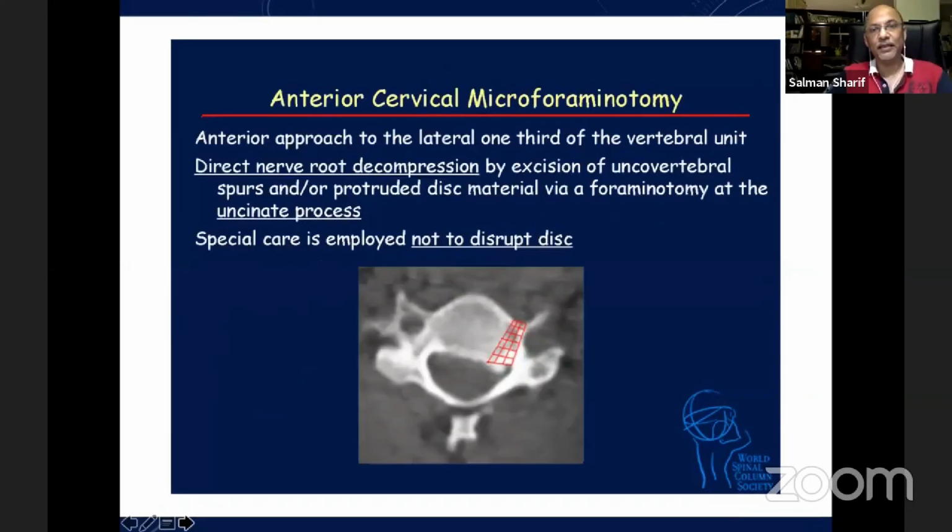Anterior foraminotomy can be performed something like this. You approach anteriorly, and what you do is take the anterior lateral third of the vertebral unit, which is direct nerve decompression. The uncovertebral spurs can be taken out anteriorly. Take special care that you don't disrupt the disc itself. So only this lateral part of the disc and the bone can be taken.